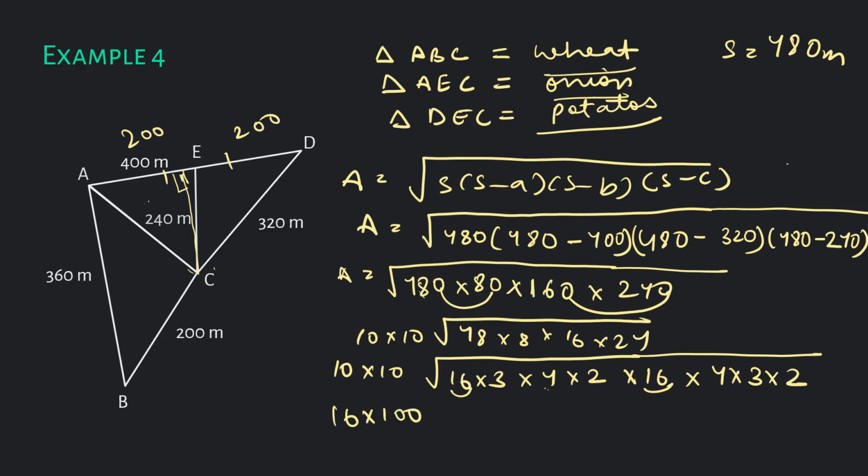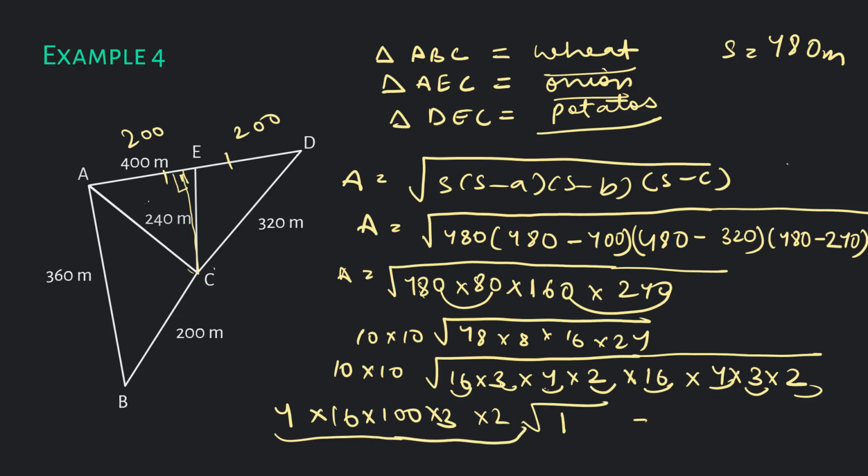And then we can see that there is 4 and 4. So, we'll take out another 4. Then we can see that there is 3 and 3. So, we'll take out 3. And there is 2 and 2. We'll take out 2. And nothing is left except 1. And 1's under root is 1. So once we multiply all these numbers, we'll get our answer to be 38400 meters squared.